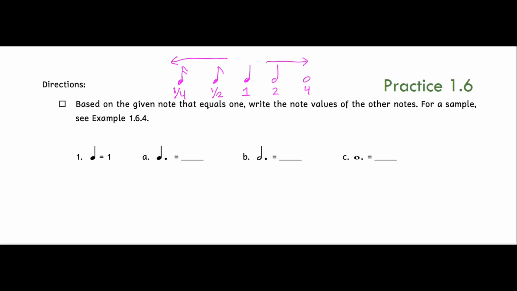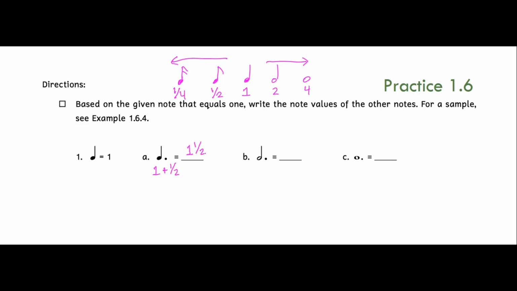Number 1A is a dotted quarter note. So a quarter note here is equal to 1, we can see. And then we need to add a dot, which is worth half of 1. So half of 1 is half. So 1 plus half is 1.5.